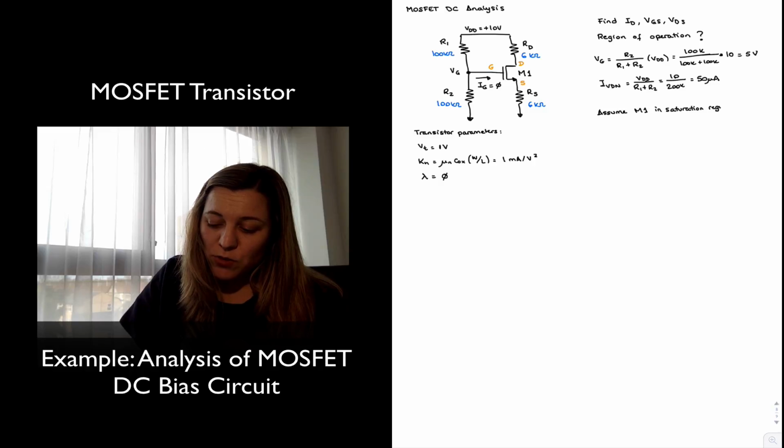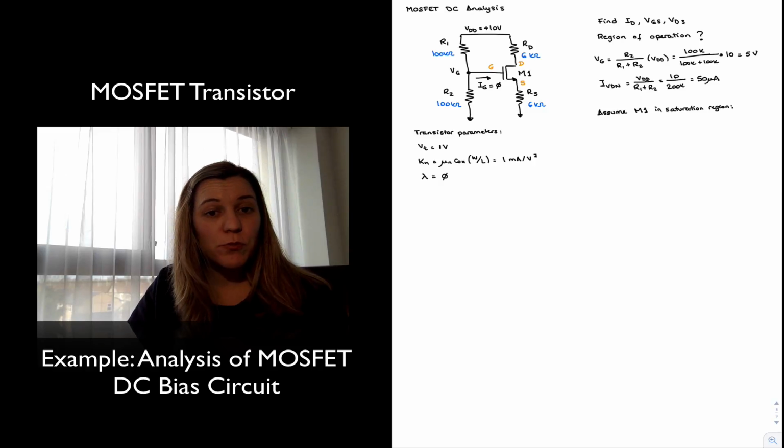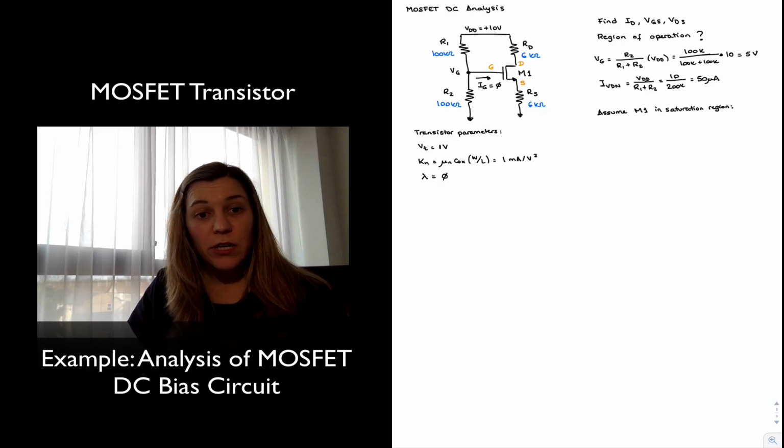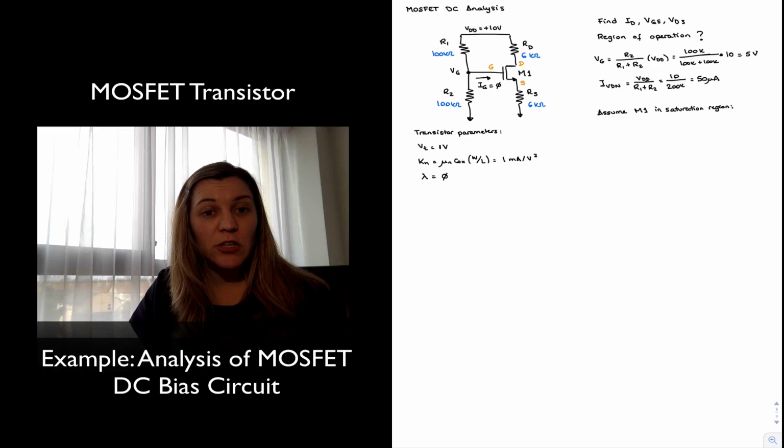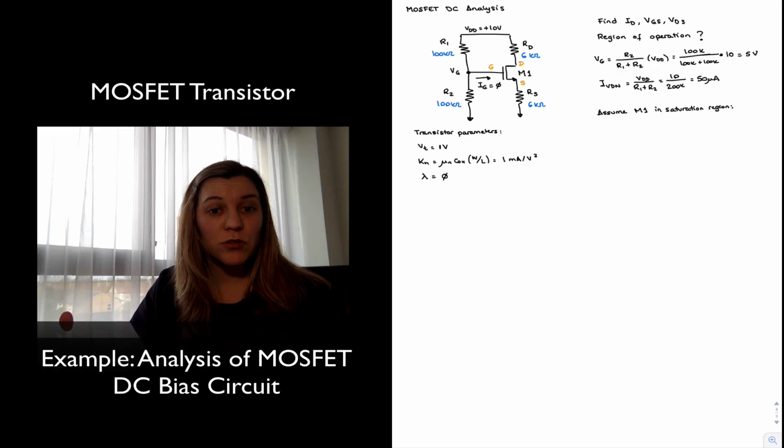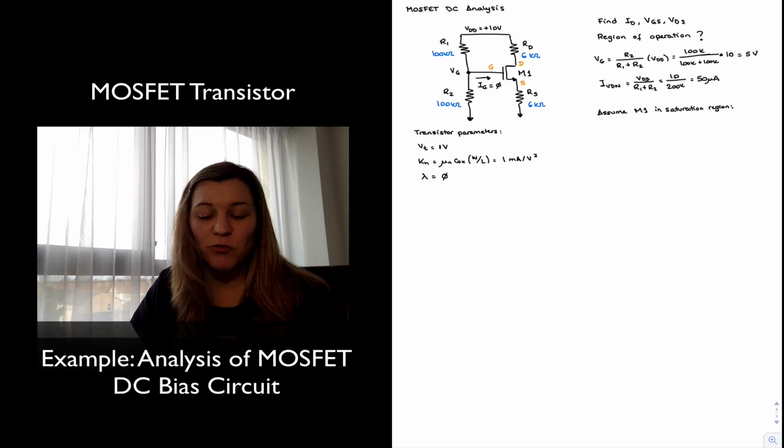We're going to proceed with our calculations based on this assumption, and we're going to get some results. Once we get those results, if they are inconsistent with the assumption of being in saturation, then we know that we have made the wrong assumption and we need to go back and change it, maybe assume that we're in the triode region and perform the calculations again. At some point, our results are going to be consistent with our assumption, and so we'll know we've made the right assumption.